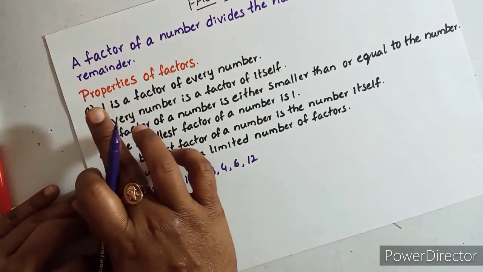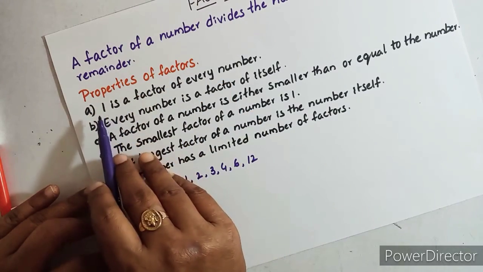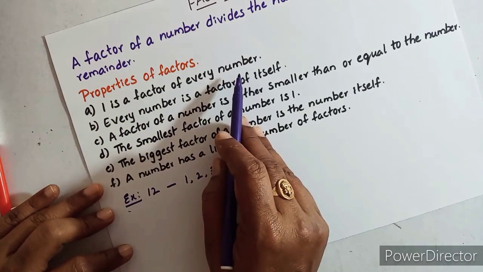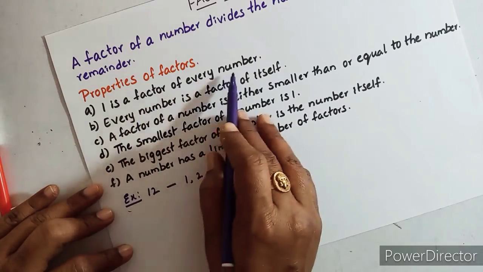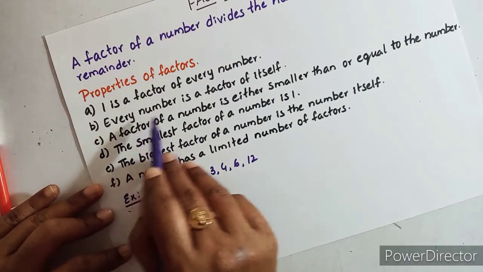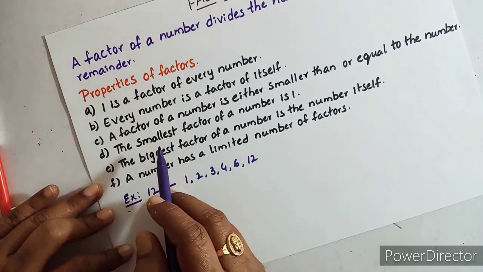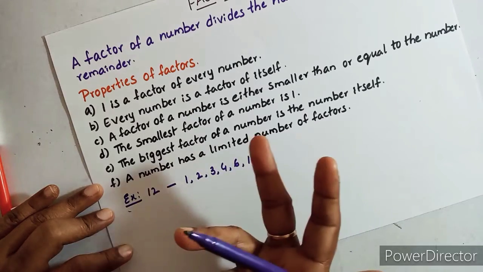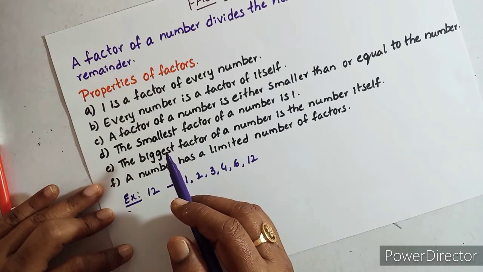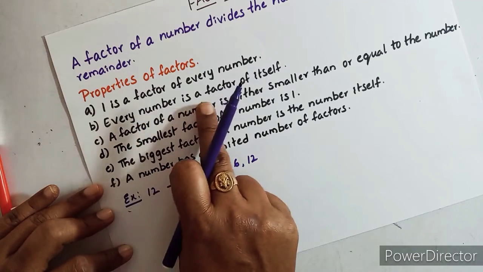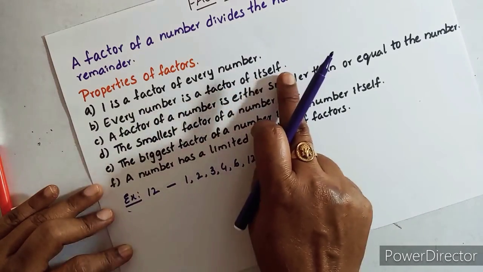So first of all, we should know what the properties of factors are. See here, 1 is a factor of every number because 1 can divide any number without leaving a remainder. And the next one is every number is a factor of itself. Every number can divide itself without leaving a remainder. Like for example, 2 can divide itself without leaving a remainder, 3 can divide 3 without leaving a remainder. So like that, any number can divide itself without leaving a remainder. So every number is a factor of itself.